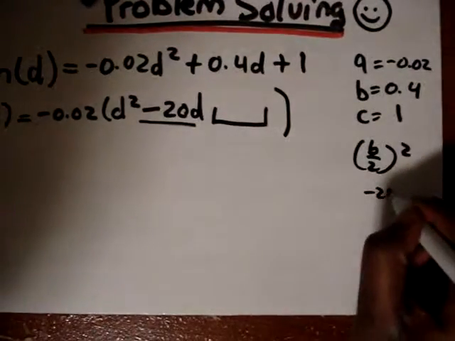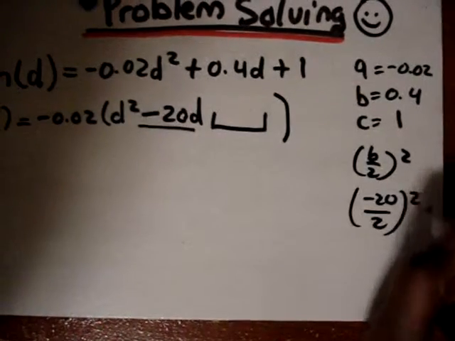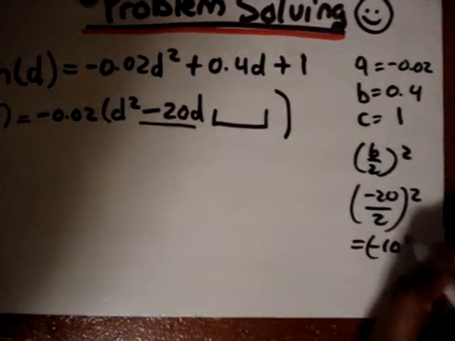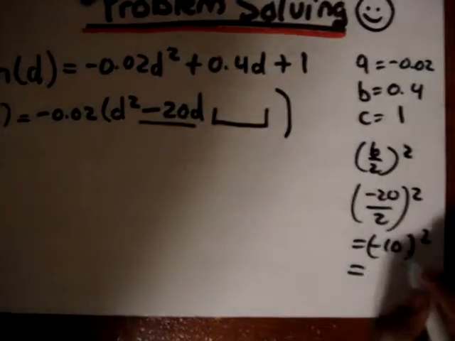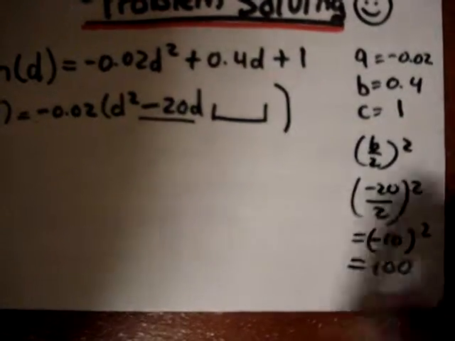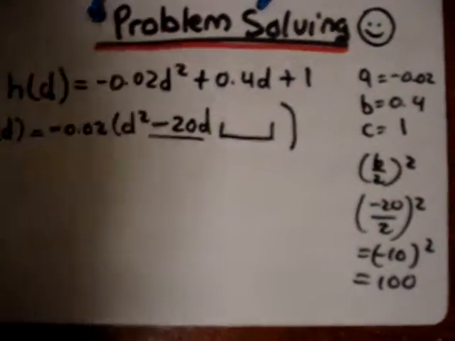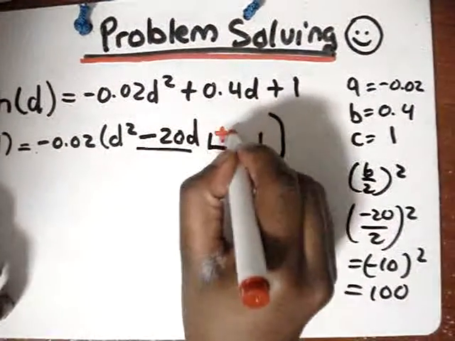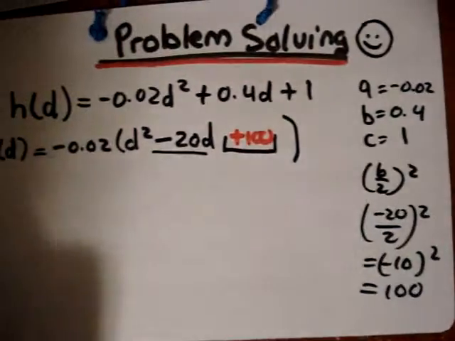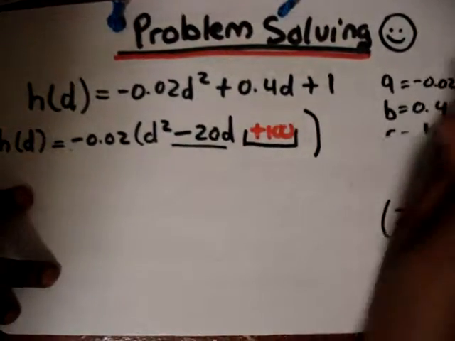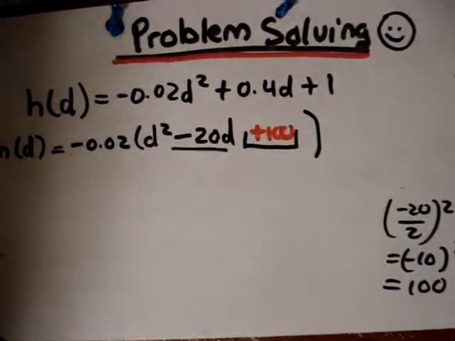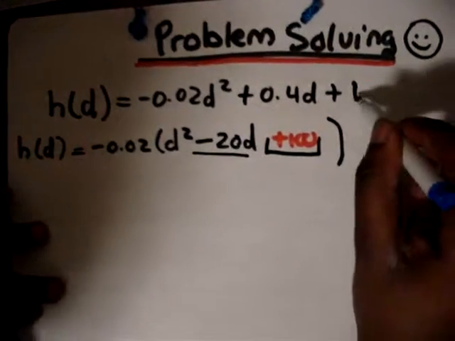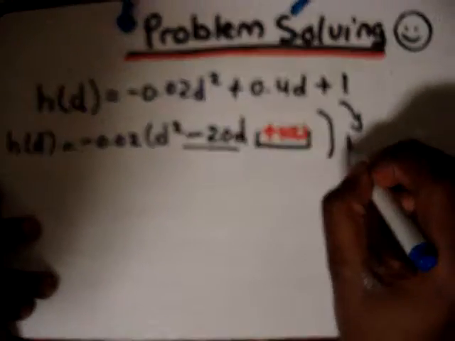So you say negative 20 divided by 2 squared is equal to negative 10 squared. And negative 10 squared is equal to 100. So there you have it. Your new b value, your new magic number is positive 100. So it's gonna erase that bit. And you bring your c value up here, so it's plus 1.